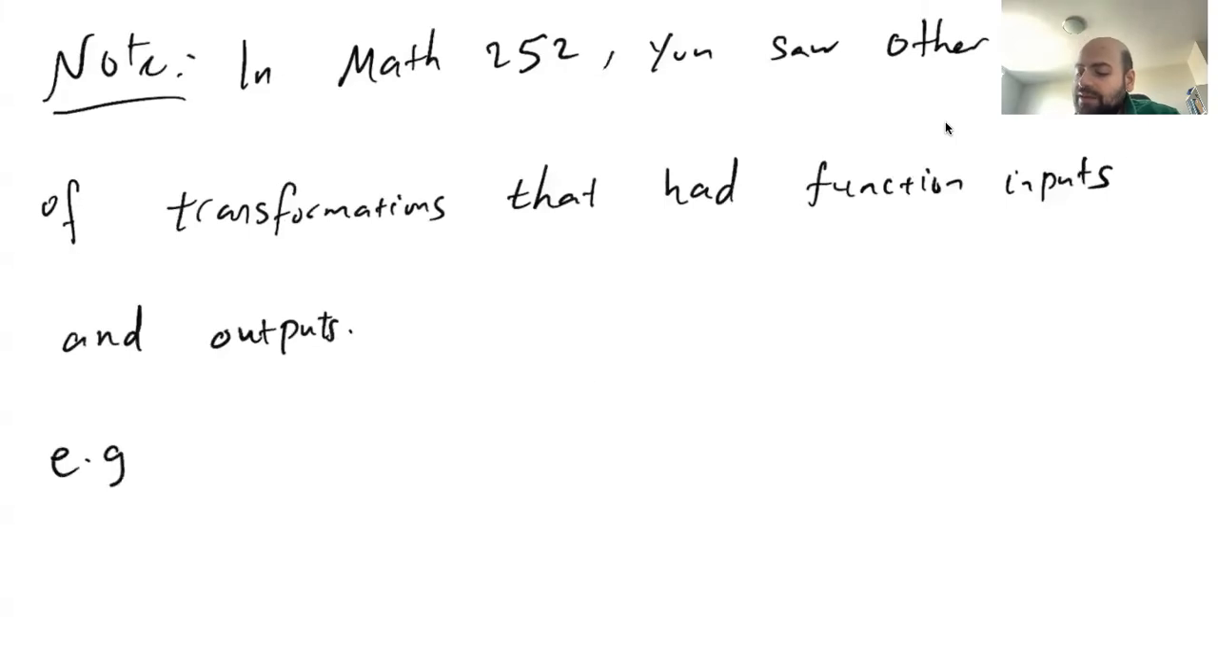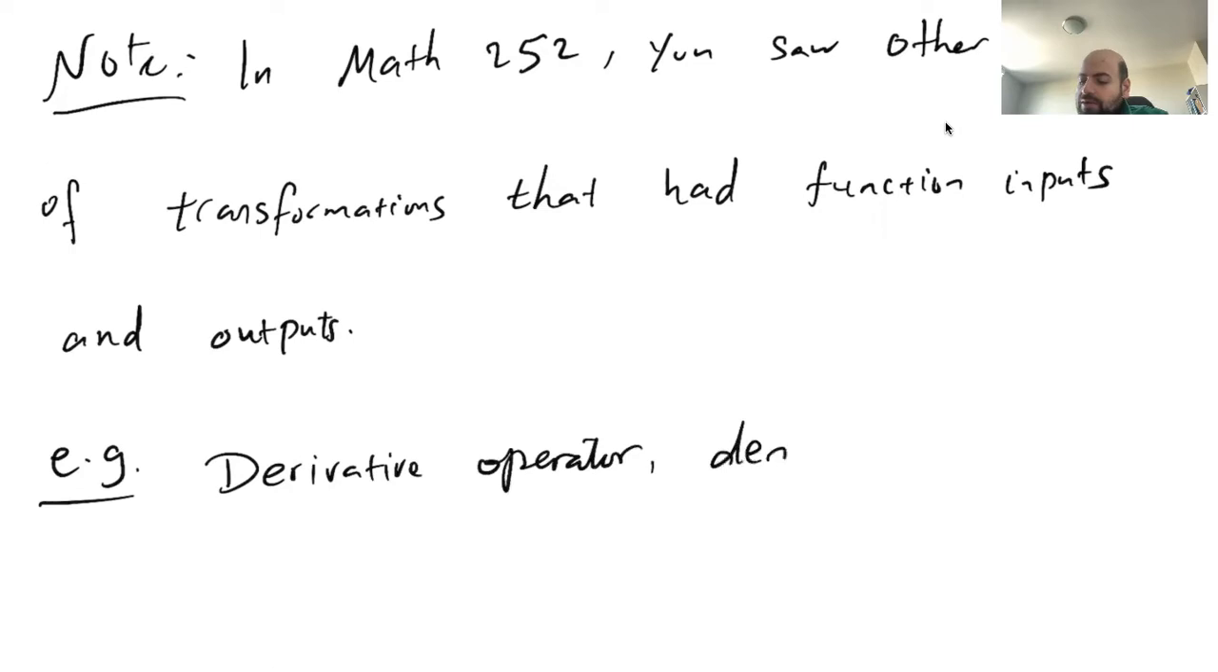For example, the simplest example that you saw before was the derivative operator, denoted by, let's say, curly D. For normal, standard functions, we could use small letters, let's say small f or capital F. But normally when we have transformations where the inputs and outputs are functions themselves, in order to distinguish them from the standard functions that we saw before, we usually use curly letters.